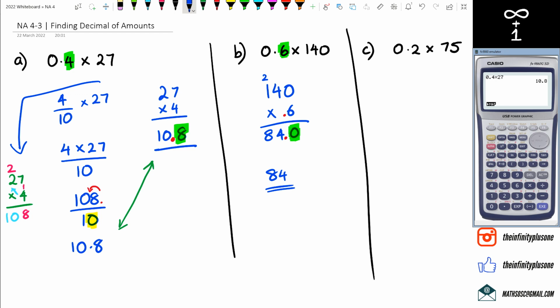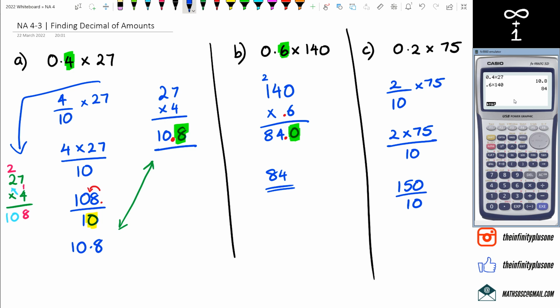So let's just check that on the calculator. When we do 0.6 multiplied by 140, we're getting 84. So that's just another way, the second method. Now with question C, I'm going to do the first method, where I convert 0.2 into 2 over 10 multiplied by 75. In my numerator, I can rewrite this as 2 times 75 divided by 10. And 75 times 2, I know that it's 150. So this is going to be 150 divided by 10.